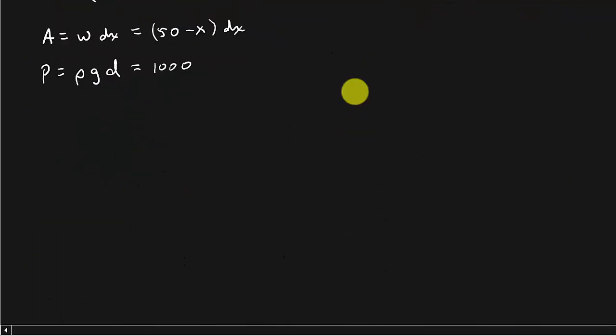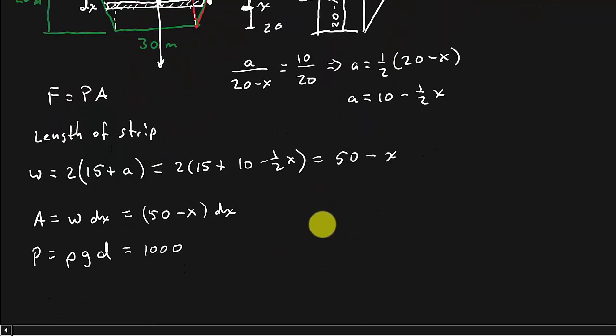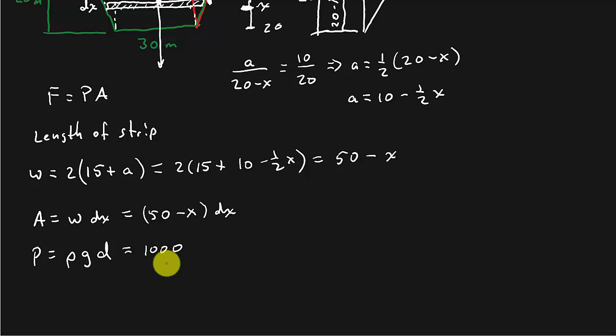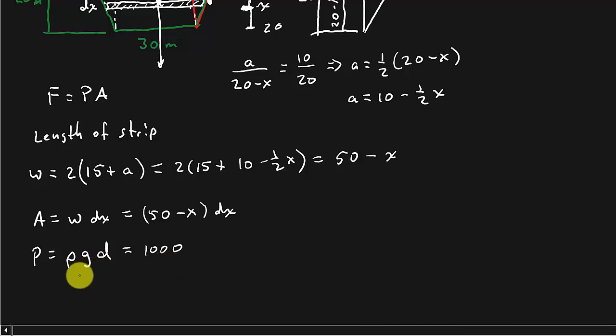All right. And keep in mind that number can change depending on what kind of liquid you have. Okay, it might be some other kind of liquid that has a different weight to it. But no, water is 1,000 kilograms per cubic meter. And then we have times g, the acceleration due to gravity, which is 9.8. So let me put that in parentheses, times 9.8, times the distance to the strip.